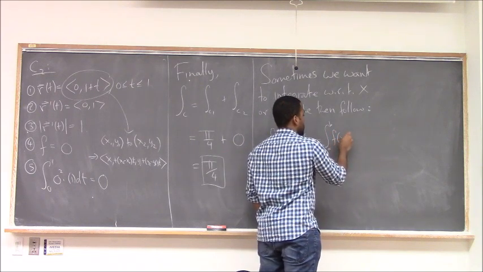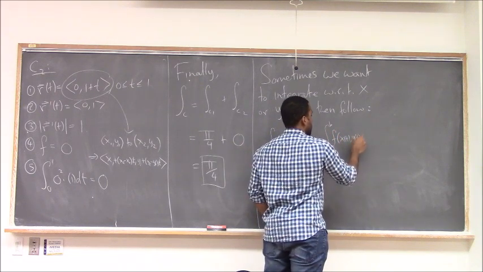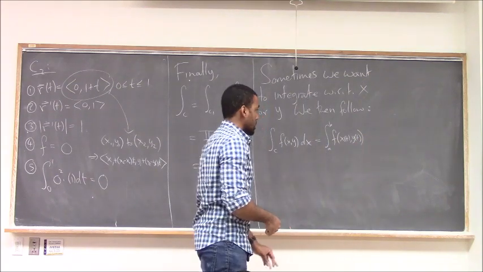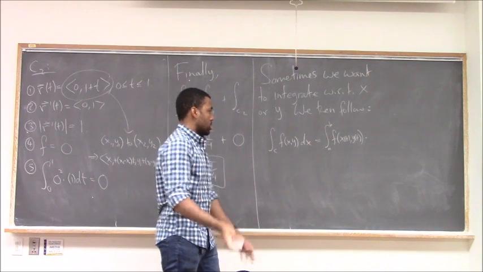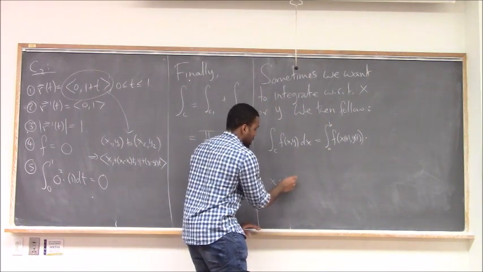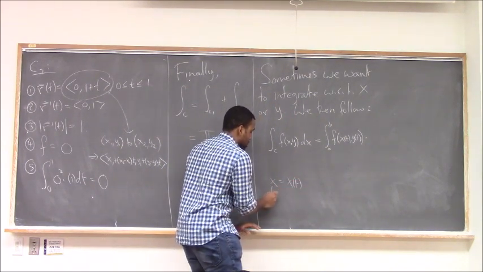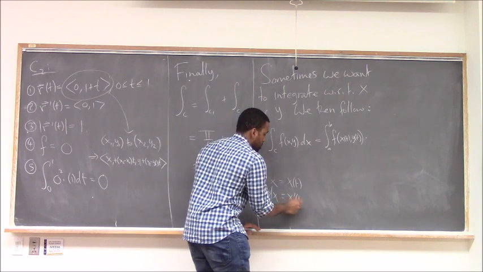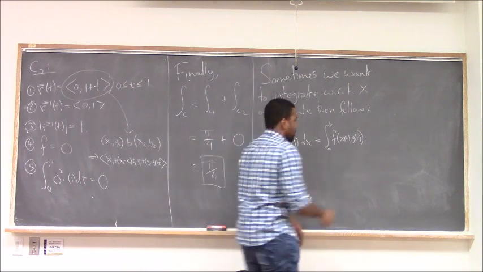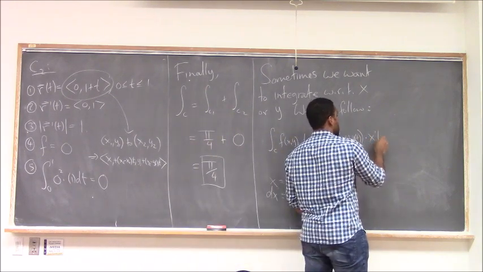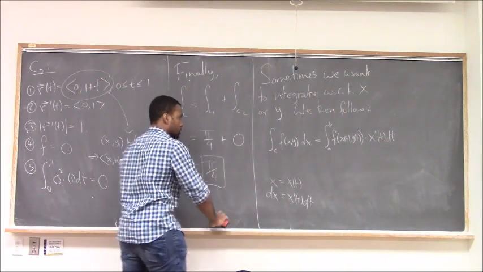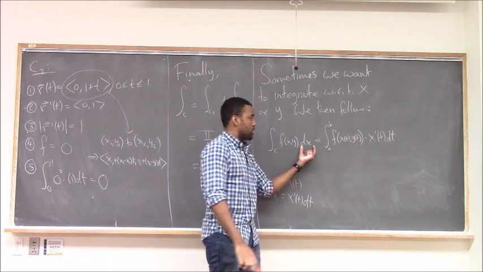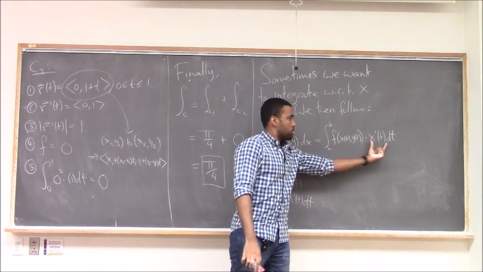You're going to parameterize the curve, plug that parameterization into your function, that's giving you the height at whatever point you're at. And your dx, like substitution, if you set x equal to x of t, then your dx is going to be x prime of t dt. So instead of the magnitude of r prime, if you're integrating with respect to x only, you just put x prime here.